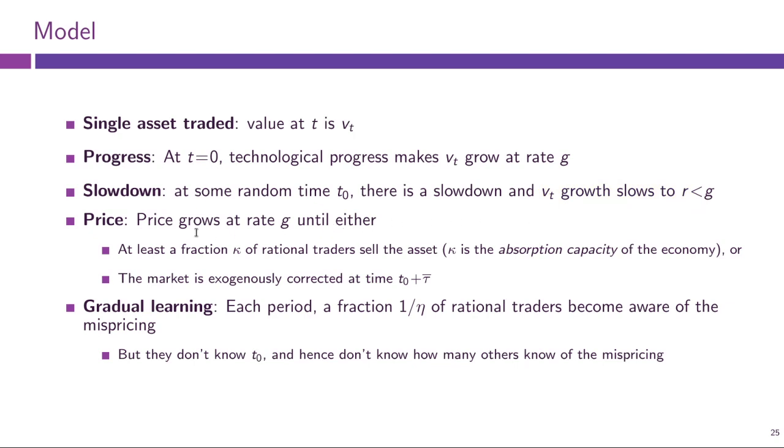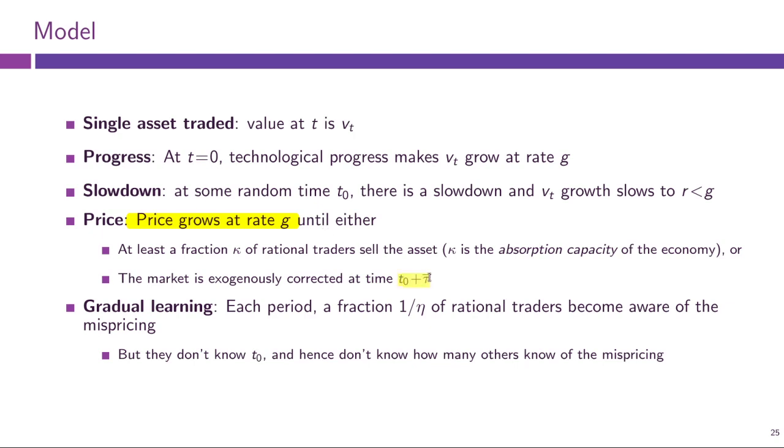But the price, however, continues to grow at rate g. So in this model, we once again take price as semi-exogenous. So the price follows this exogenous process until it is forced to adjust. But we do not model explicitly why the price grows at rate g. You can assume that this price reflects market belief about the valuation v_t. But as we'll see, there is no common knowledge of what this v_t is. There is no agreement on what exactly this v_t should be. So, but price is assumed to grow at rate g until one of the two happens.